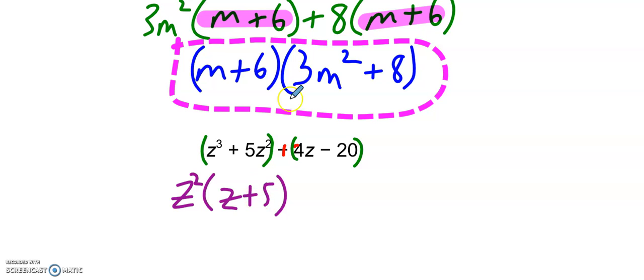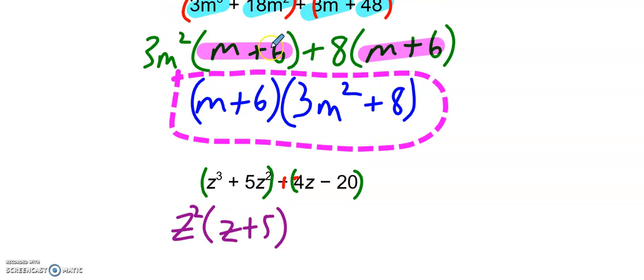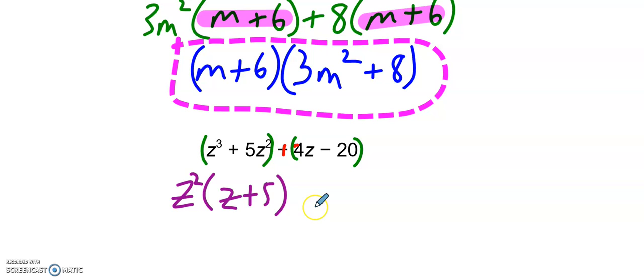However, notice, going back to up here, I need what's left over in the parentheses to be the same. If it's not, I either did something wrong or it didn't work. I can see pretty quickly that if I factor out a positive 4 from negative 4z and minus 20, I would be left with negative z minus 5. But I want it to be positive z plus 5. So instead of factoring out a positive 4, I'm going to factor out a minus 4, and then I will be left with z plus 5.